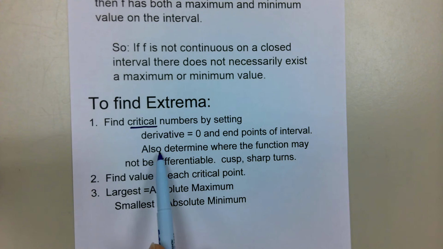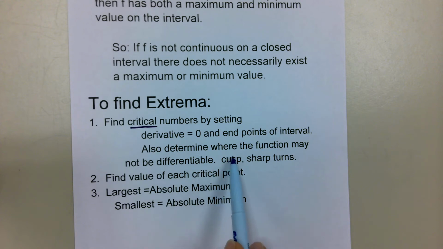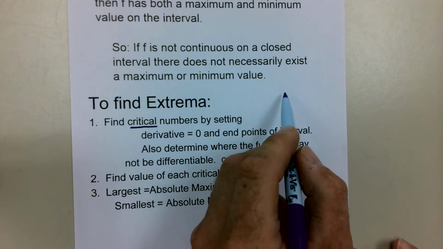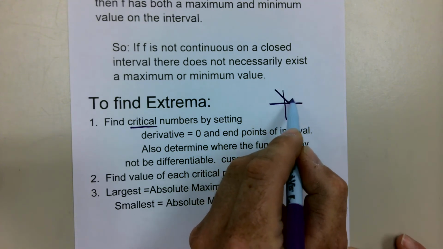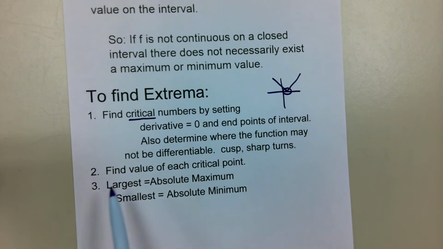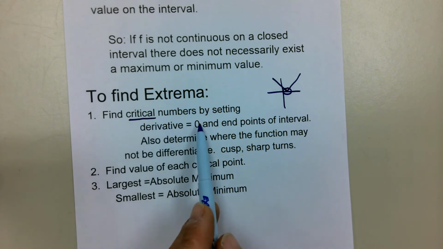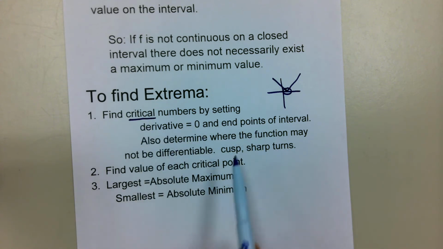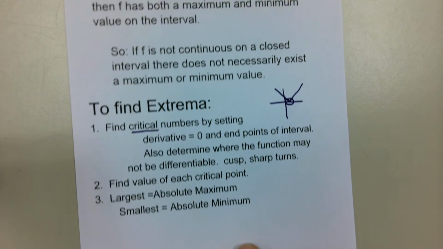We're also going to be talking about where the function is not differentiable. And that's going to be at a cusp, or if we have a sharp turn. One example, remember if we had an absolute value, we're not differentiable at that vertex. So we're going to find the value of each of our critical points, where our derivative is equal to 0, or endpoints, and any cusps or sharp turns. The largest value is the absolute max. The smallest is the absolute min.